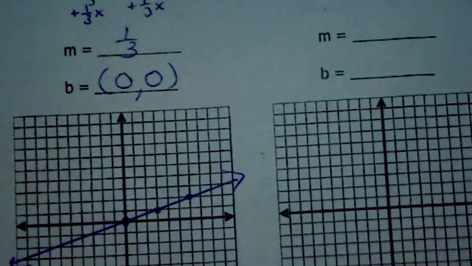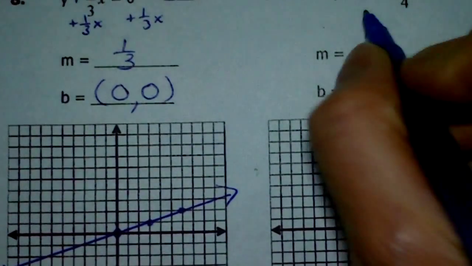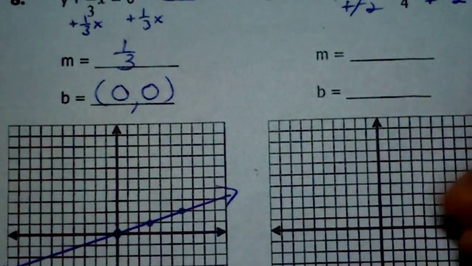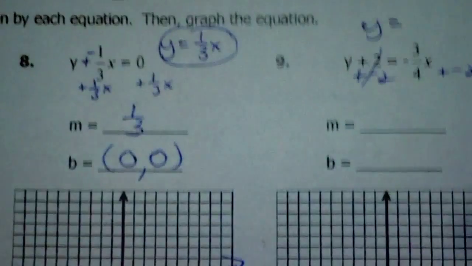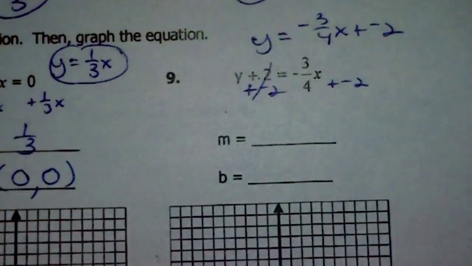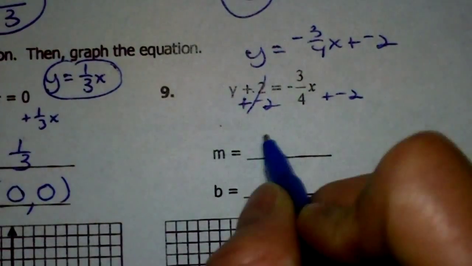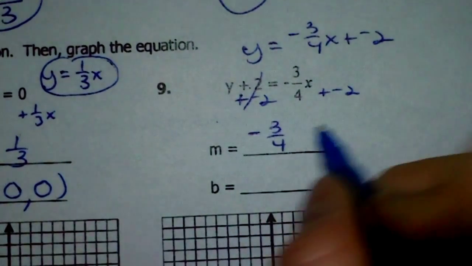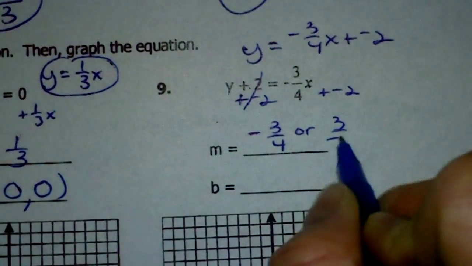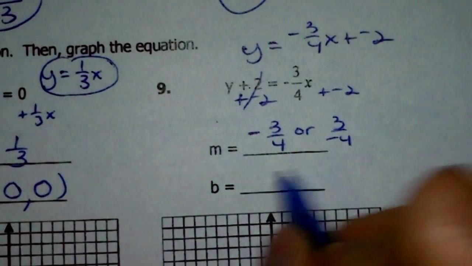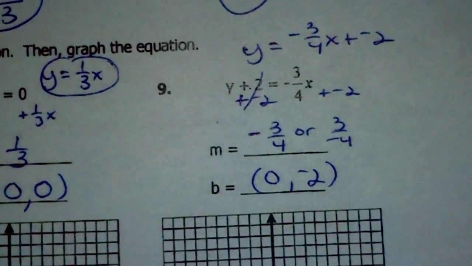All right, number 9. Again, it's not solved for y. So we need to get rid of this positive 2, so I'm going to add a negative 2. That'll cancel it out. My final equation should be y equals negative 3/4 x plus negative 2. That means my slope is negative 3/4. So that can either be a negative 3/4, or it could be a 3/4, whatever fits, whatever you want to do. It's the same thing. And the number by itself is a negative 2. So my b is 0, negative 2.